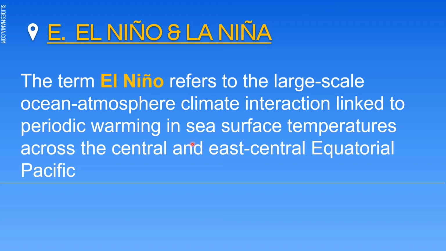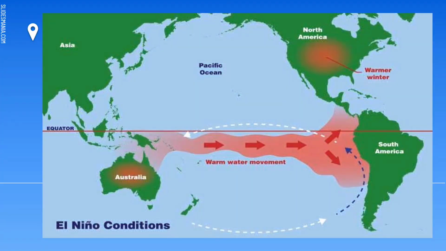So El Nino refers to the large-scale ocean atmosphere climate interaction linked to periodic warming in sea surface temperature across the central and east central equatorial Pacific. So that is for the El Nino. And so this is the El Nino, the pathway. No?